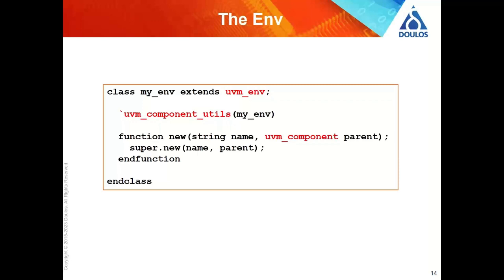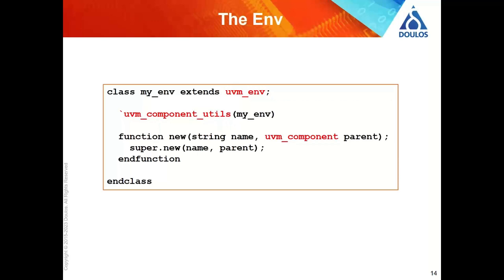When we create our custom environment, we're going to use it with the factory. So we have to use this macro. UVM component utils is a built-in macro with UVM, and what it's doing is basically telling the factory about my env. Okay, so having done that, we can then use the factory to create an instance of my env.